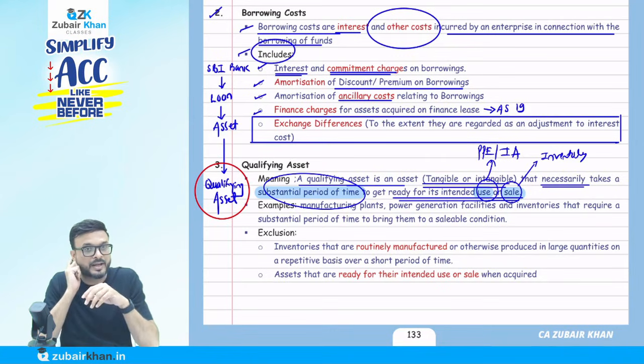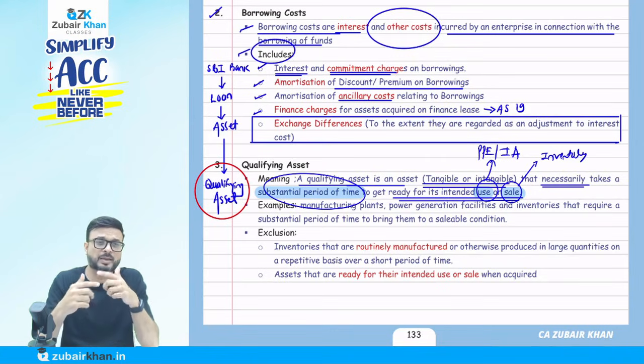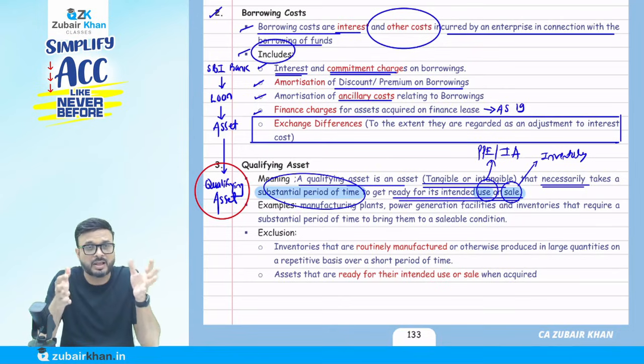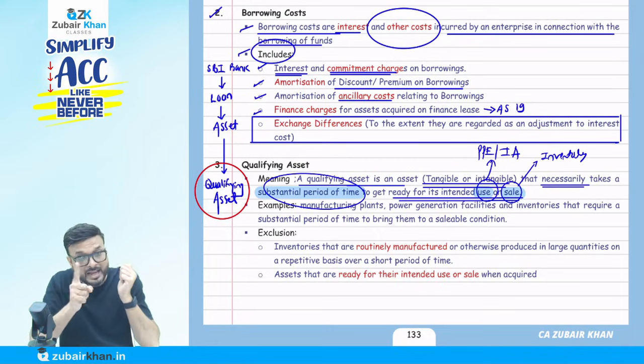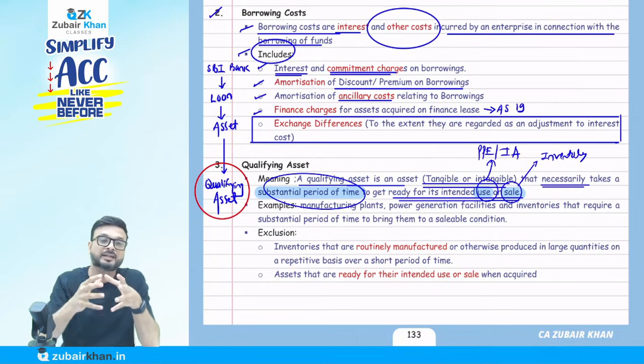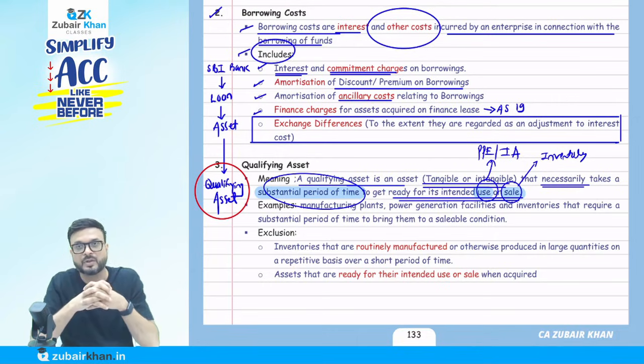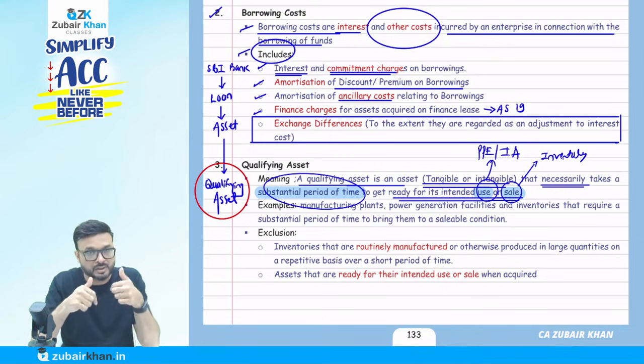Let me give you an example of wine. Wine takes so much time because of the process they follow; they keep the wine in wooden barrels until they make it into the final product. So if that asset is taking a substantial period of time to get ready for its sale, then it's a qualifying asset. In AS 2 we have already covered interest.